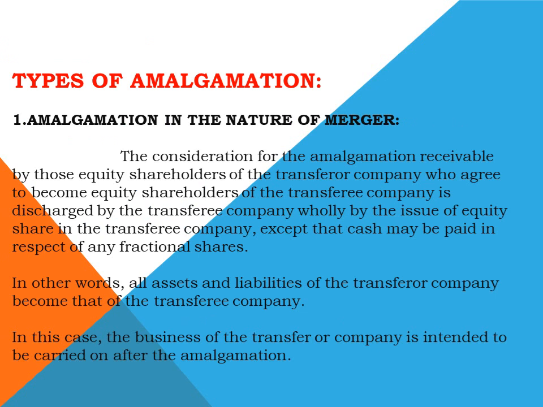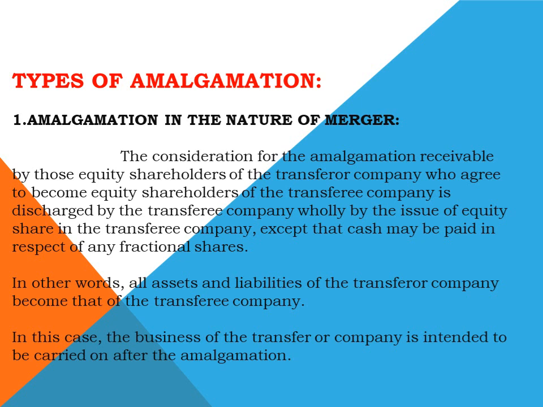Next we move on to types of amalgamation. There are two types of amalgamation. First one is amalgamation in the nature of merger and another one is amalgamation in the nature of purchase. According to Accounting Standard 14 on accounting for amalgamation, they should follow some certain procedure.